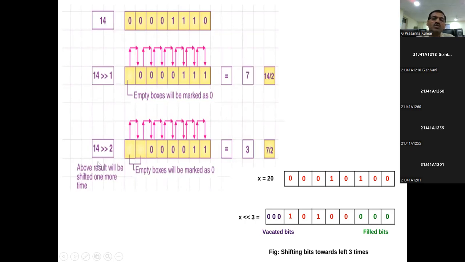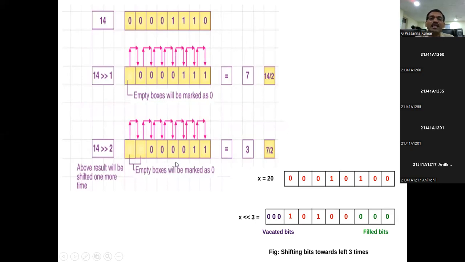Once again, if you right shift by one time, the above result will be shifted one more time. It makes one more location empty, and the bits move. That means 7 divided by 2 is equal to 3. If you shift the bits once again by 1 time, it gives a result of 3 by 2 is 1, not 1.5.